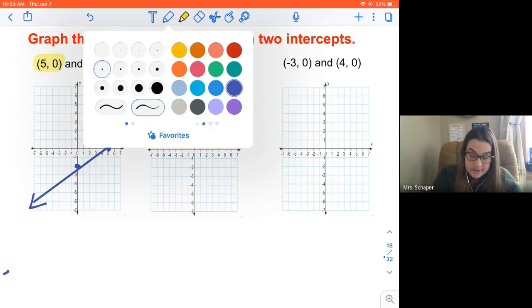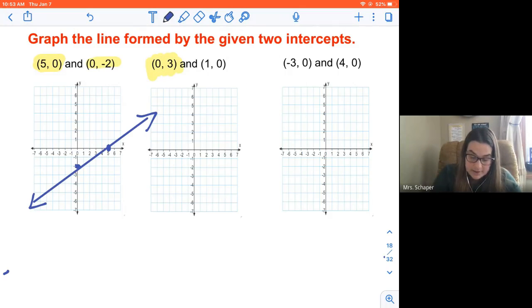This first point is the y-intercept. It's where it crosses the y-axis. Crosses it at 3. 1, 0 is where it crosses the x-axis. It's at 1. All right. And so once I have my 2 points plotted, then I can go ahead and draw a line through them. I'm going to redo that line because it wasn't super straight through the points. There we go. And there we go. Okay.